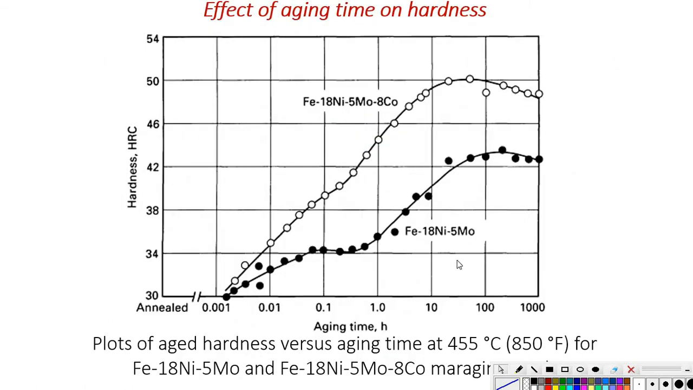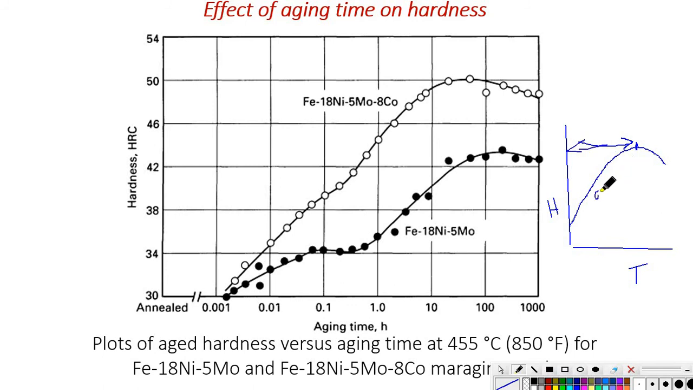The aging time is very important because when we draw a graph between hardness and time, this is hardness and this is time. Initially after quenching we got a lath martensite, and during the aging the hardness and the strength will increase, reach a peak value, then decrease. Commonly we use 1 to 6 hours for aging, but if we increase the aging time, from the peak hardness it again decreases. So we have to maintain a particular aging time. This is the aging time for maximum hardness.